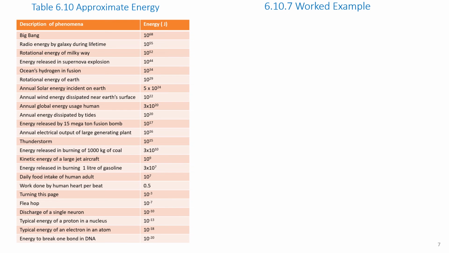A flea beetle is a small beetle, sometimes injurious to hops. It has energy of 10 to the power of minus 7 joules. The discharge of a single neuron gives energy of 10 to the power of minus 10 joules. Similarly, the energy to break one bond in DNA is 10 to the power of minus 20 joules. Please go through this just for your information, and you need not remember all of it; some important things you can recollect and note down.